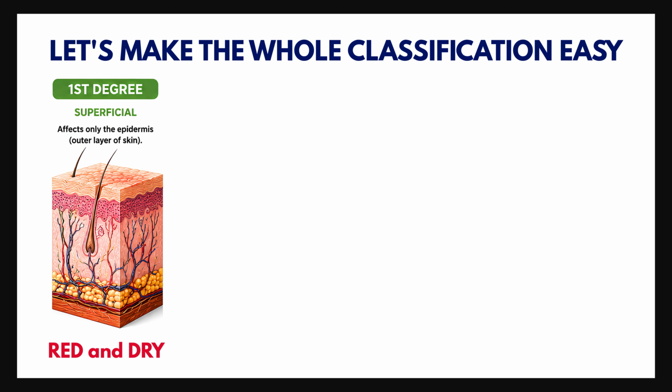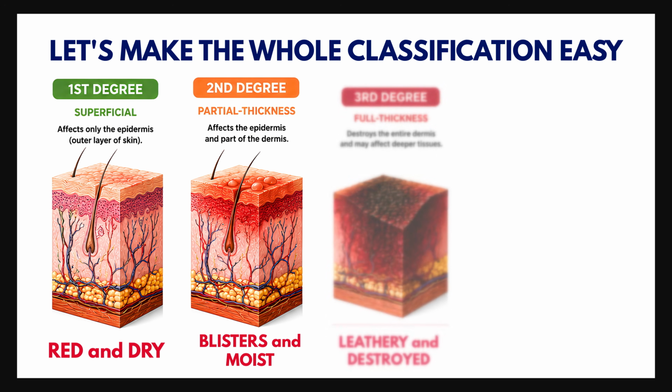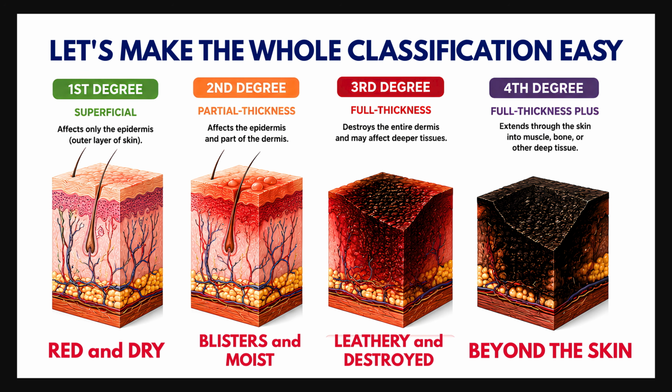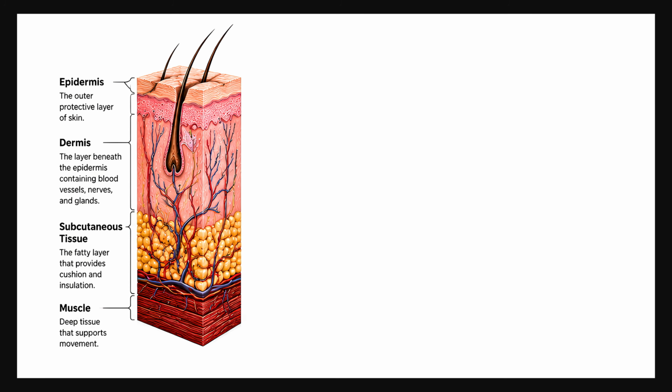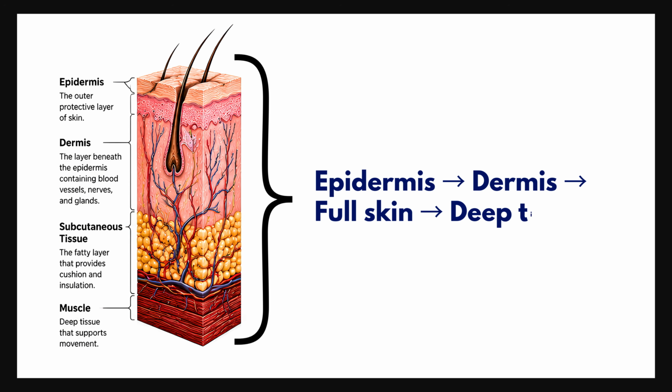First degree, red and dry. Second degree, blisters and moist. Third degree, leathery and destroyed. Fourth degree, beyond the skin. So as the burn gets deeper, epidermis to dermis, to full skin, to deep tissues. Now we know how deep a burn is.